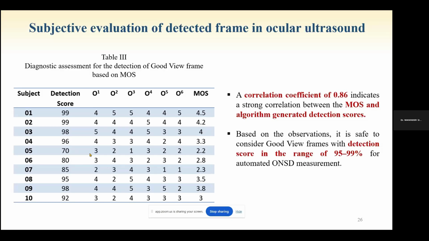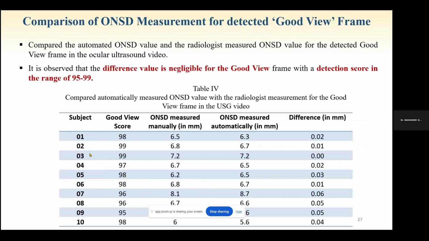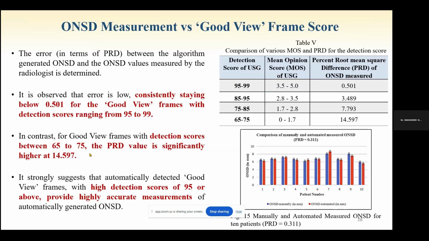which we considered in the range of 95 to 99%. Then for further measurement of ONSD, you can see the good view score was calculated for different subjects. We measured manually from the doctor's side and automatically, and then compared the difference and determined the percentage root mean square difference also. So for a 95 to 99 score, we get a good mean opinion score from the two clinicians and the two researchers, and a PRD of 0.51.